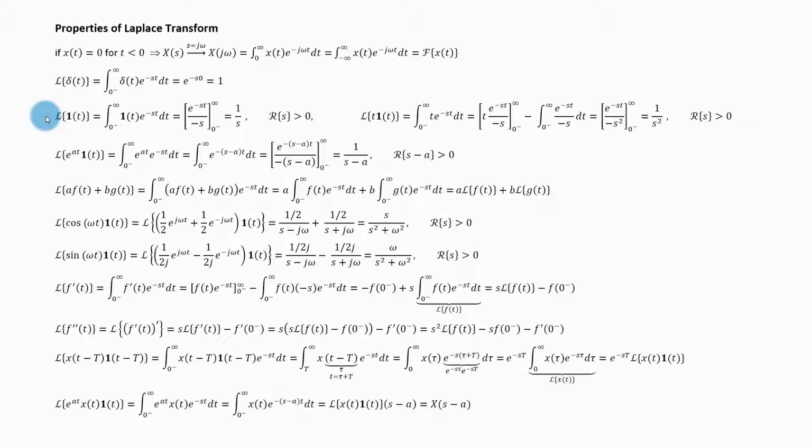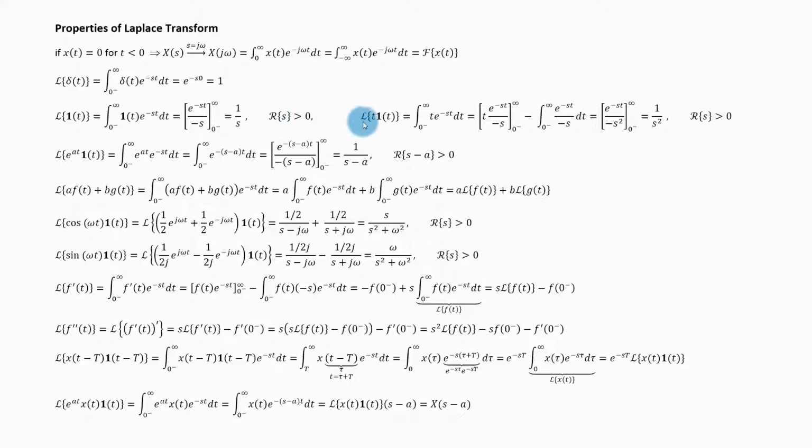Next, the Laplace transform of a unit step. Again, I substitute into the definition of the Laplace transform and evaluate the integral. Here, if the real part of s is positive, the limit of this expression for t going to +infinity is 0. And the value of this expression at 0 is 1 over minus s. That will give me this result. So the Laplace transform of the unit step is 1 over s, and the integral will converge for real part of s greater than 0.